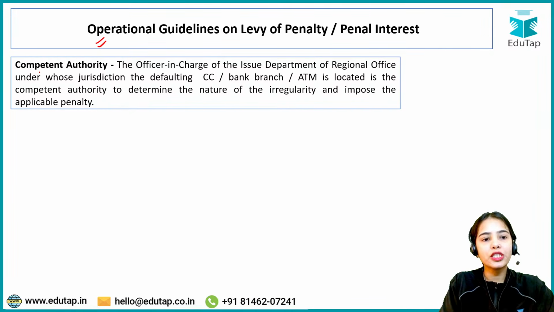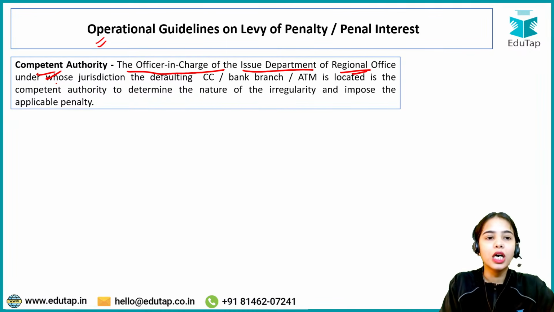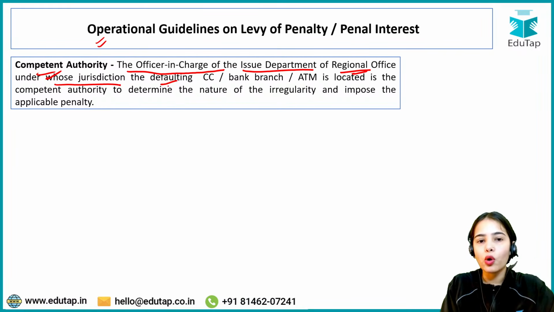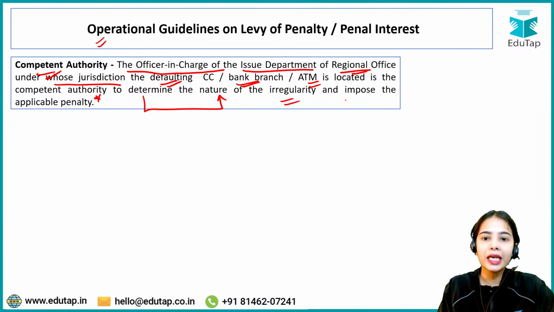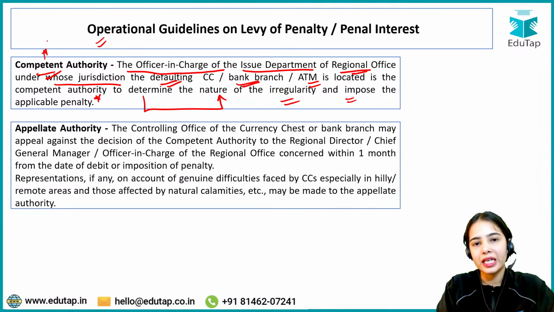So operational guidelines: the competent authority, the officer in charge of the issue department of the regional office of the Reserve Bank of India, under whose jurisdiction the defaulting currency chest, bank branch or ATM is located, is the competent authority to determine the nature of the irregularity and impose the applicable penalty.